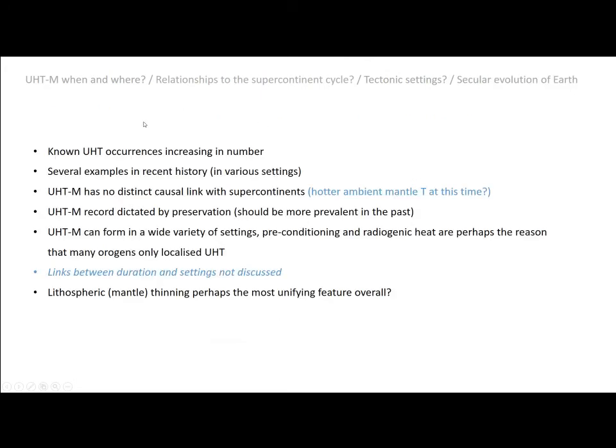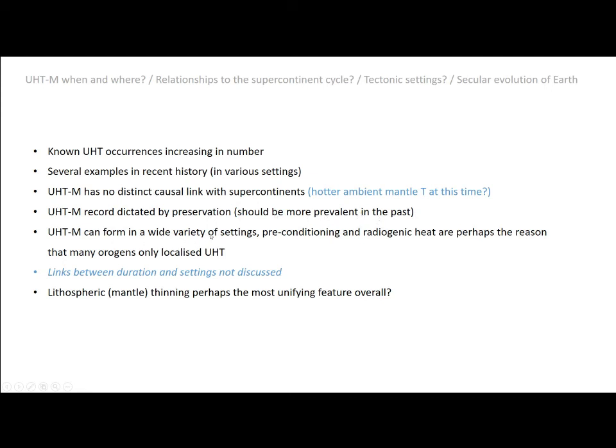So to summarise, the known UHT occurrences are increasing in number, and we have several examples now in recent history and in various tectonic settings. There's no direct link of UHT metamorphism to supercontinents, although I have not had time to explore whether the mantle temperature was hotter at this time. And their record is dictated by preservation. It should be more prevalent in the past.